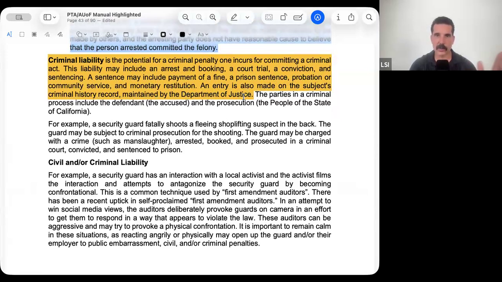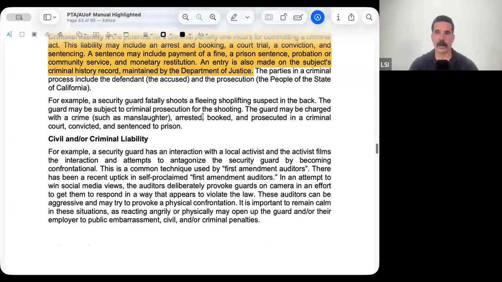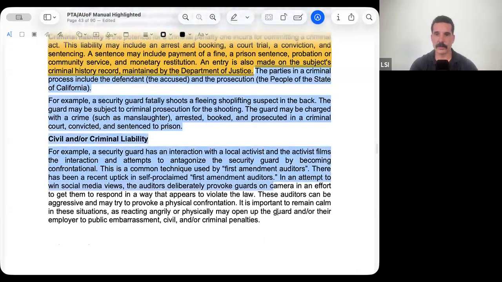So that's very different than civil liability. Civil liability, you're paying for damages. Criminal liability, there's courts and prisons, and you can still have to pay money and probation and all that. All right, and then it continues on.